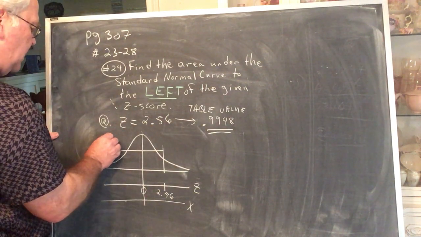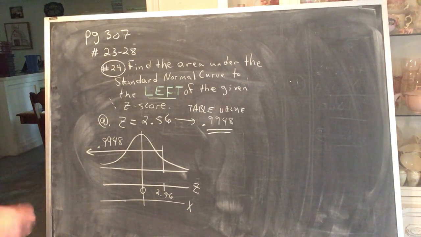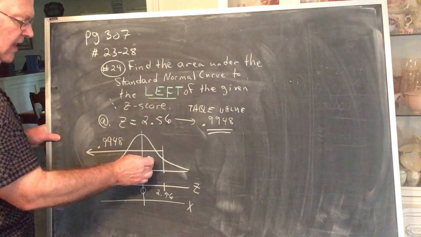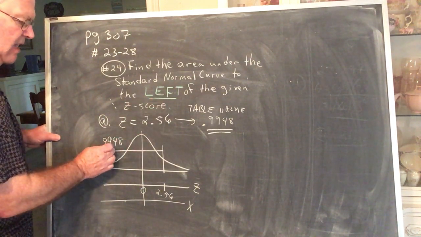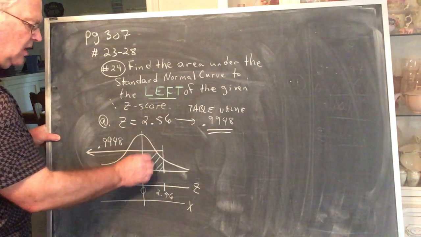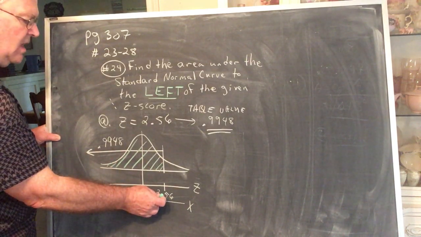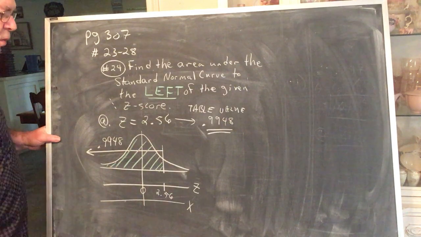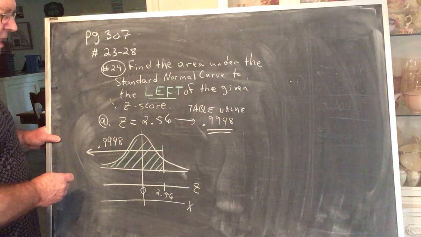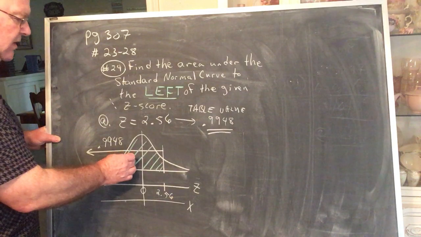So we have 0.9948, the interpretation of which is that 0.9948 gives the value to the left. This table is a left-handed table. So what we have found is the area under the curve that lies to the left of 2.56. Remember, the total area under the curve is 1. This is 0.9948, so this is most of the area of the curve. This table always gives the value to the left.